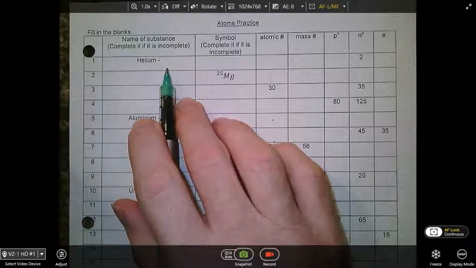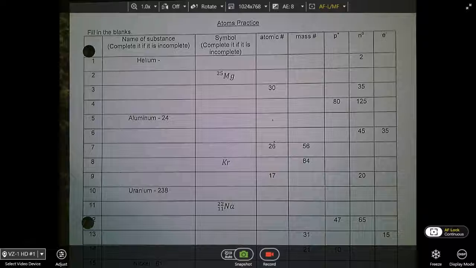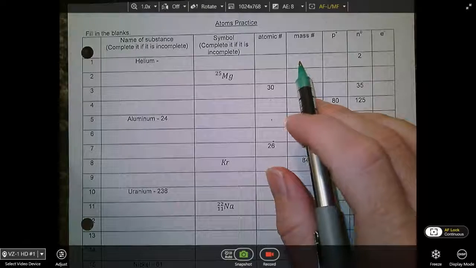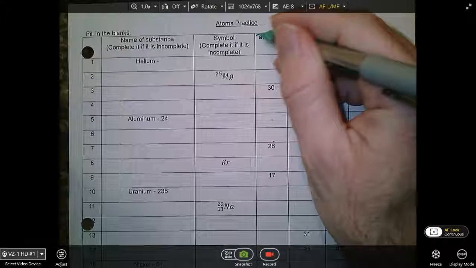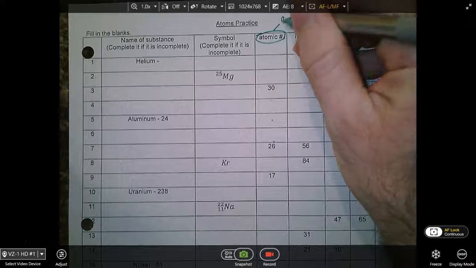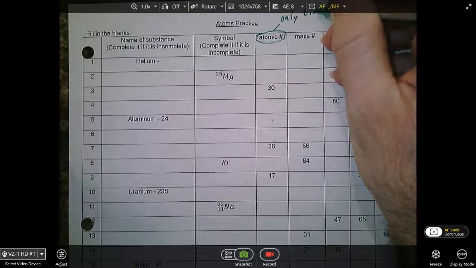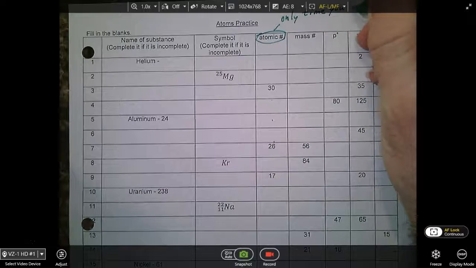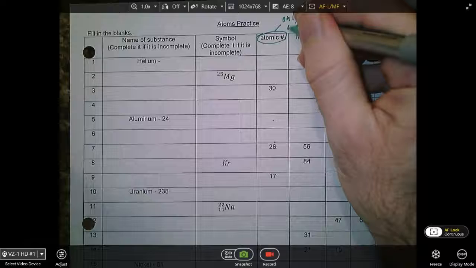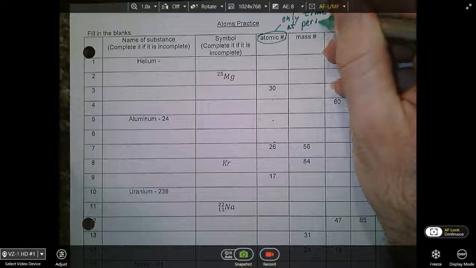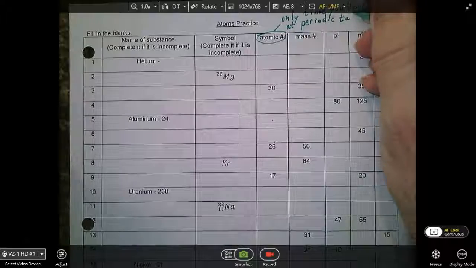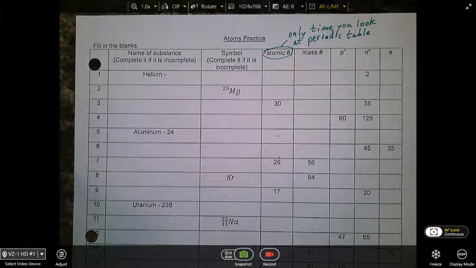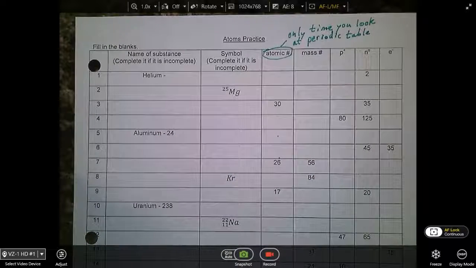So when you're looking at this, be very careful. Like we said, the atomic mass is not the same as the mass number. So when it asks for the mass number, you do not look at the periodic table. The atomic number is the only time you look at the periodic table. We don't do that for the mass number. The mass number needs to be figured out by using the information in this table or in the problem.